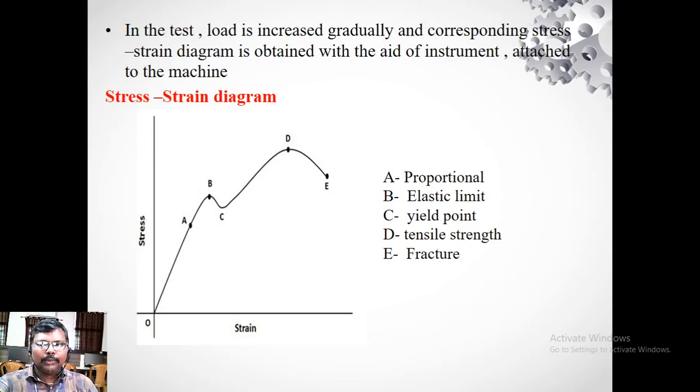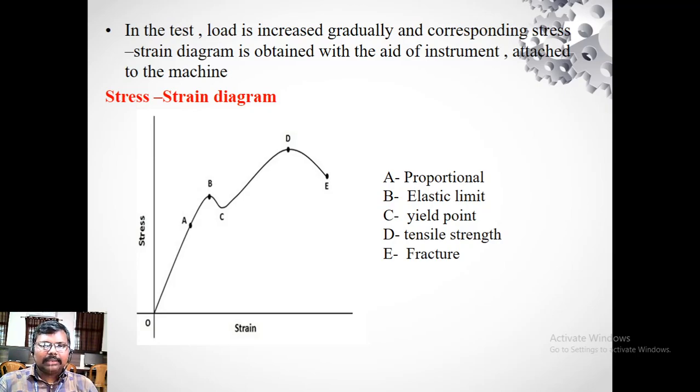Point O to A is the elastic behavior region, and point A indicates the proportional limit. The proportional limit is the maximum stress at which strain is directly proportional to the stress. And point B is the elastic limit, the yield region. The elastic limit is the maximum stress at which the specimen is deformed without fracture under tensile load.